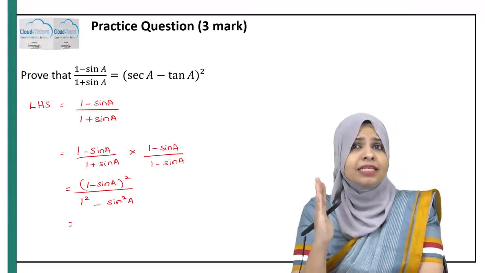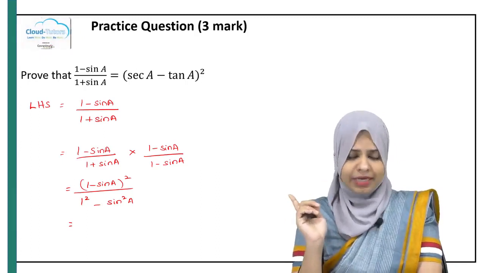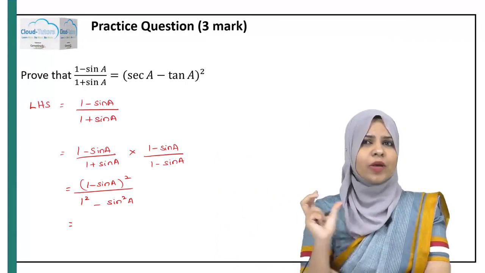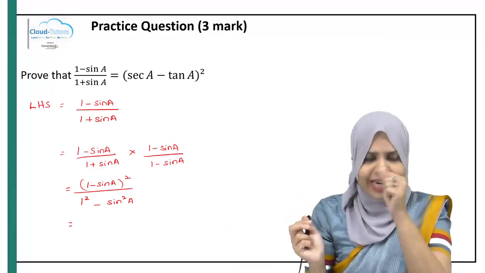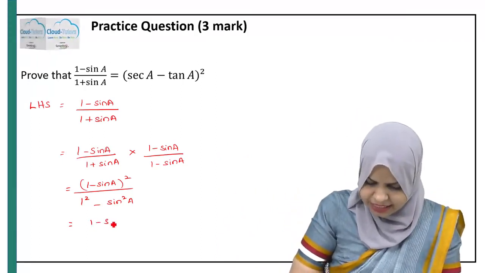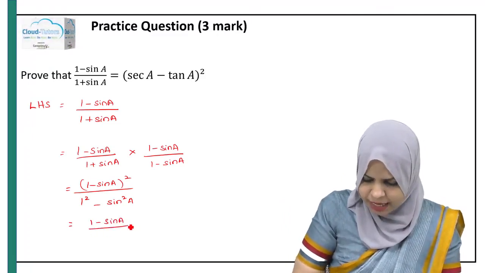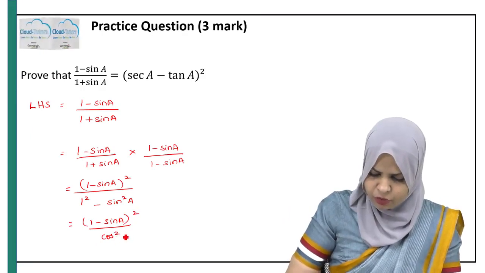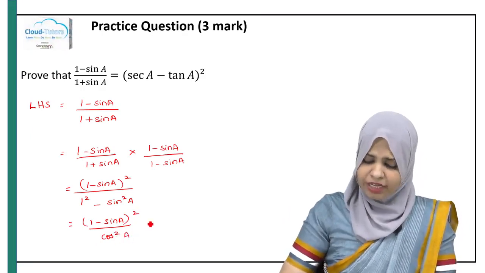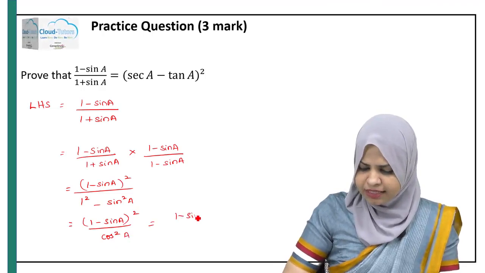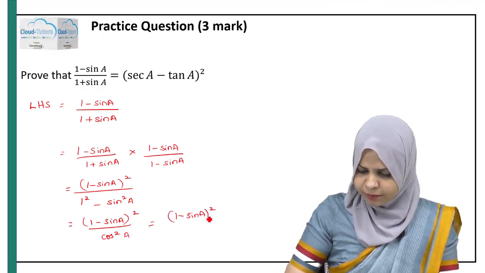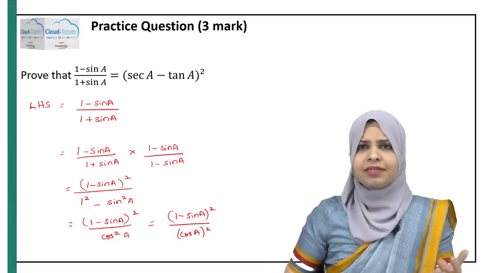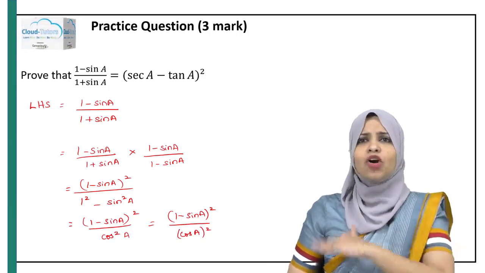Remember the identity? Sin square A plus cos square A is equal to 1. So when I transpose sin square A to the other side, 1 minus sin square A is equal to what? You're right, cos square A. So 1 minus sin A the whole square by cos square A. Or I can also write this as 1 minus sin A the whole square by cos A the whole square. Correct? Cos square A is nothing but cos A the whole square, right?